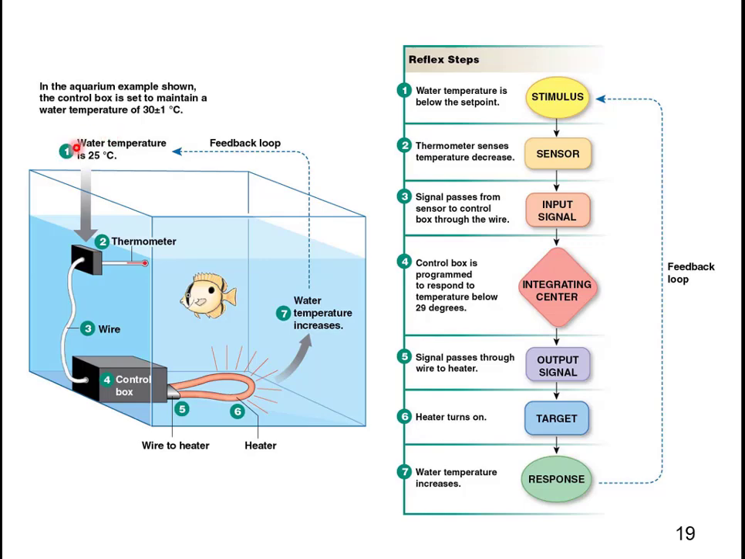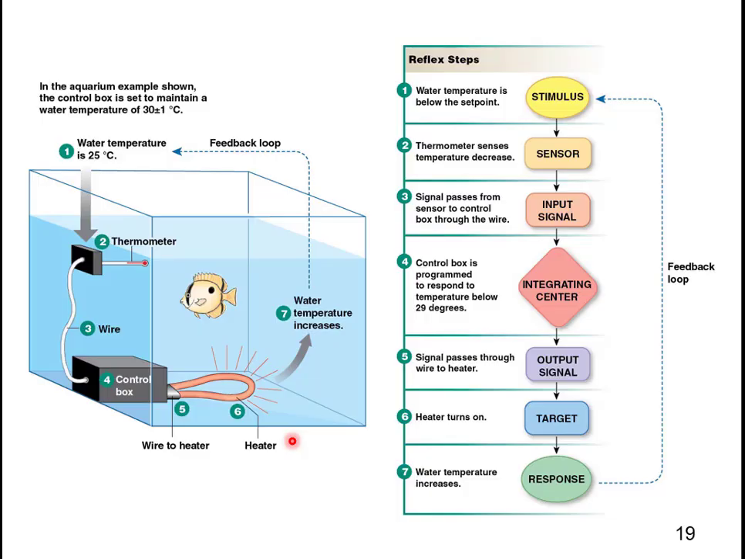This in turn causes, of course, the water temperature to rise, and this sets up a negative feedback loop, right? So the feedback is going to go to the thermometer. The thermometer will eventually detect that we're at 30 or 31 degrees, and that will signal to the control box to turn off, right? Negative feedback loop. Low water temperature, the feedback is to raise the water temperature.